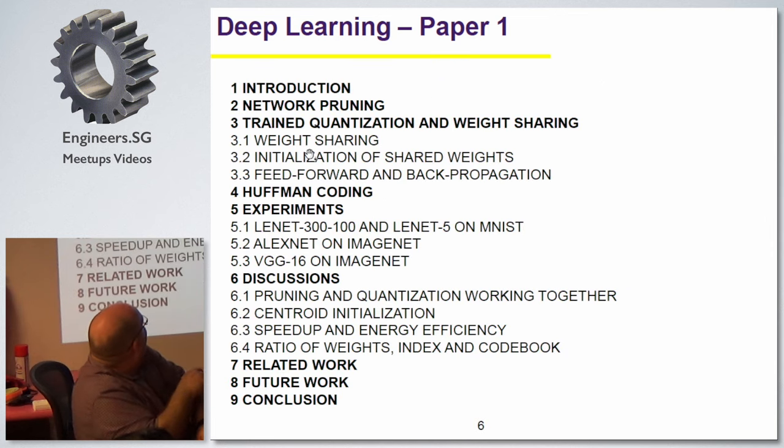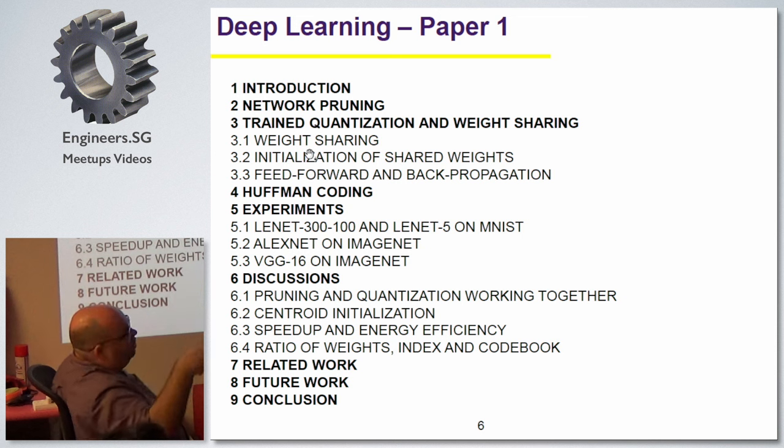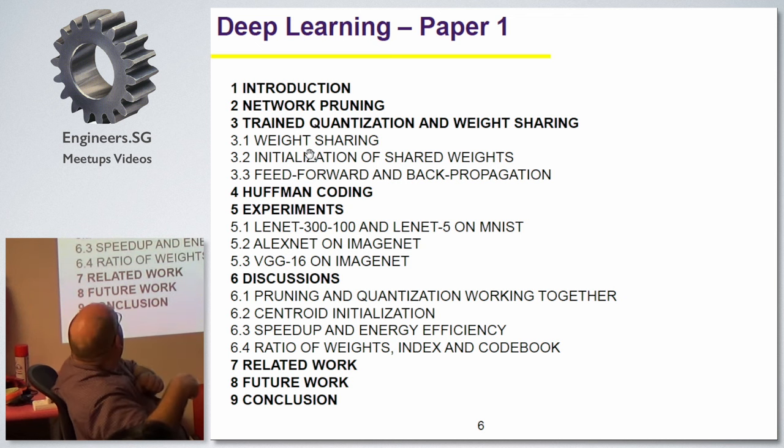So the paper introduces pruning, and quantizing the weights. And also, from a neural network point of view, there's weight sharing. There are techniques to reduce even more than quantizing the precision of those weights, which is to have a pool of weights that are shared. So this reduces even more.